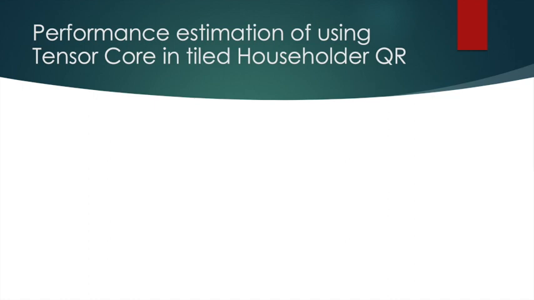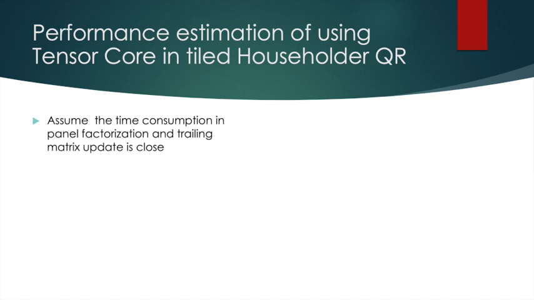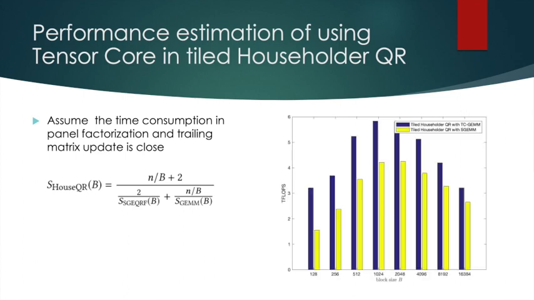Let's do a rough estimation. Assume the time cost of the panel and matrix update is close. Then the total execution time of QR can be computed by this formula. Then we replace GEMM with TCGEMM and finally we get this figure. We can find that using TCGEMM only increases the speed a little bit, about 30%. In fact, the panel factorization usually takes longer than the matrix update, which means the improvement will be even smaller.